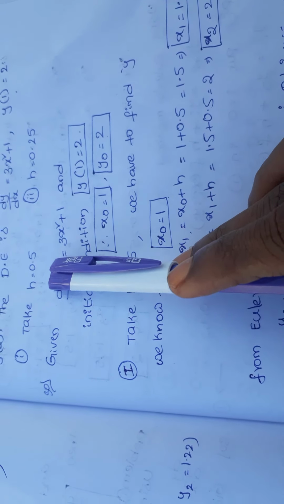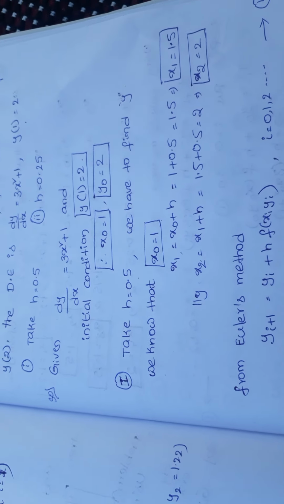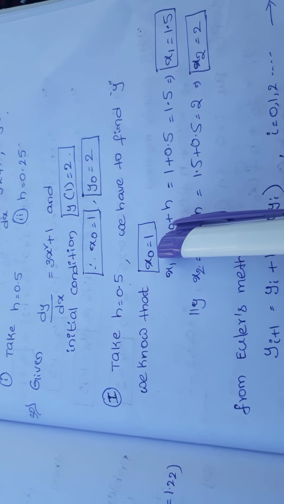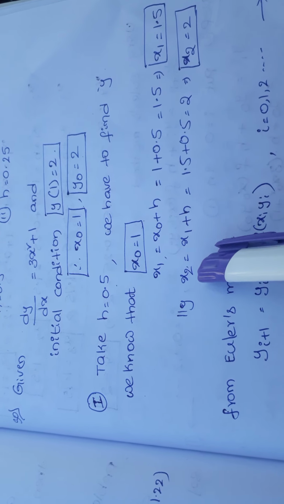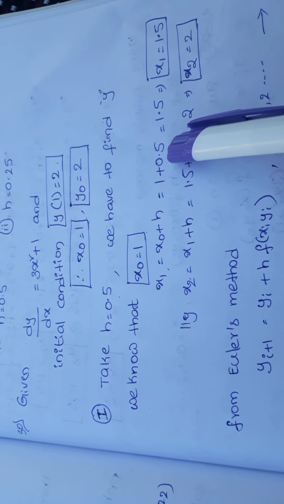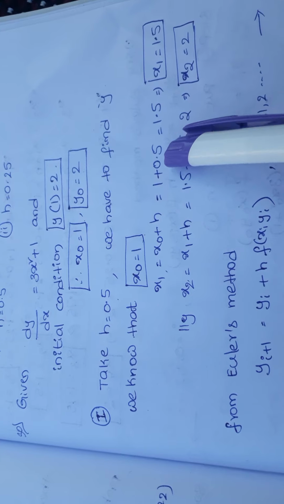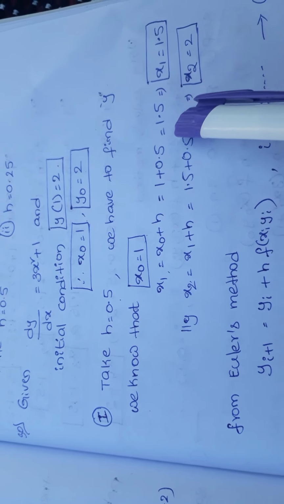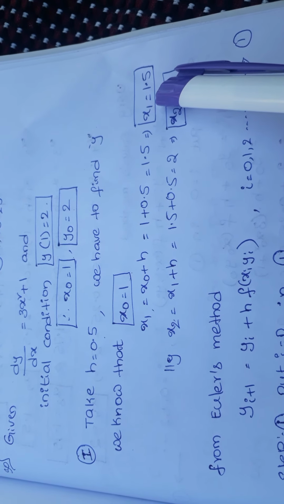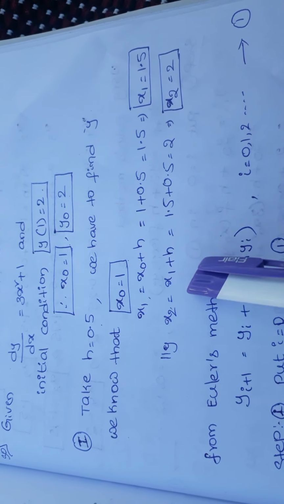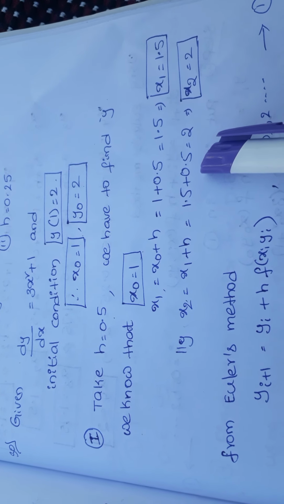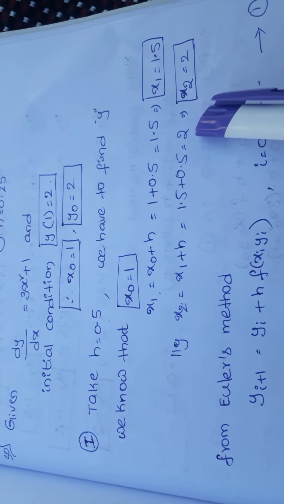Okay, first case take h is equal to 0.5. We have to find y. We know that the value of x naught is equal to 1. So we can find x1 and x2. Same, x1 is x naught plus h, that means x naught value 1 plus h value is 0.5. Already given that. So 1 plus 0.5 is 1.5. So x1 is equal to 1.5. x2 is equal to x1 plus h, 1.5 plus 0.5 which is equal to 2.